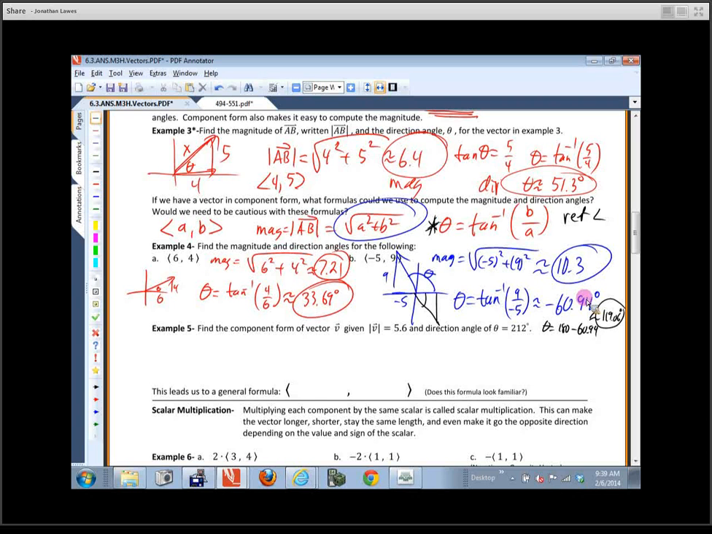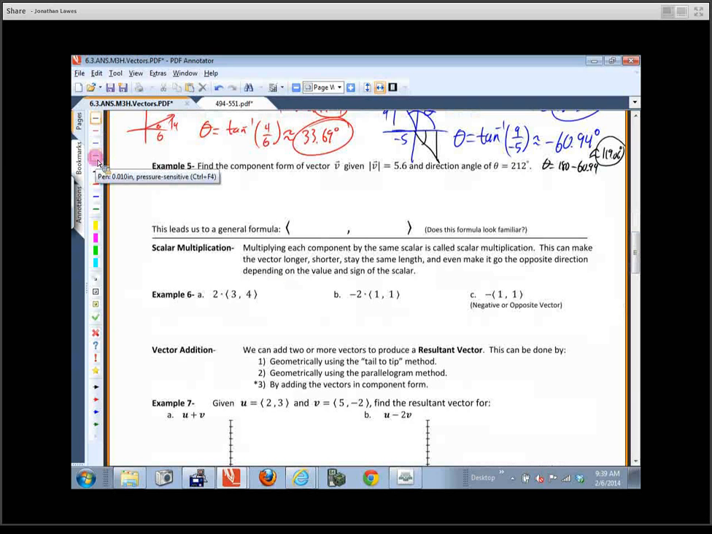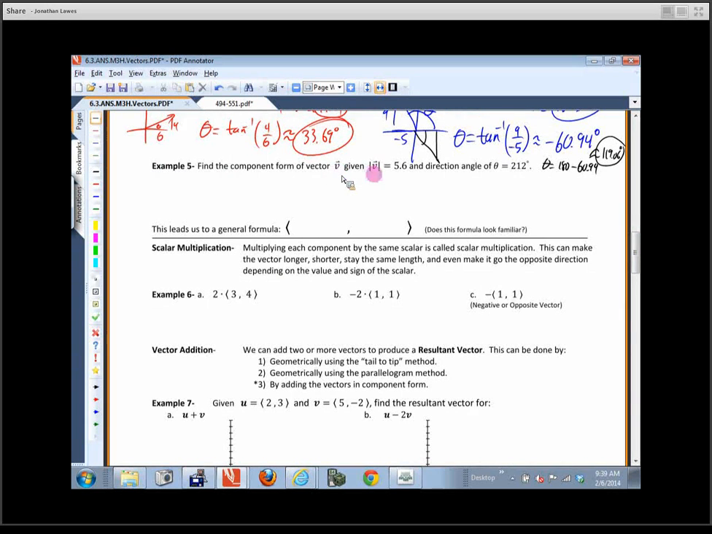Pretty easy? Okay, good. Then example 5 asks us to do something slightly different. It says, find the component form of vector v if the magnitude of the vector is 5.6 and the direction angle is 212. So, the magnitude is 5.6 and the direction angle is 212. Well, let's stop and think about this for just a second.